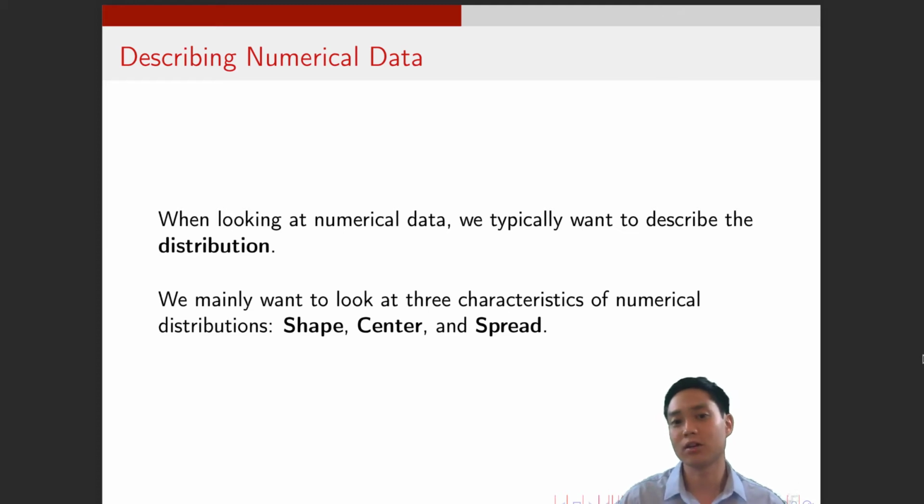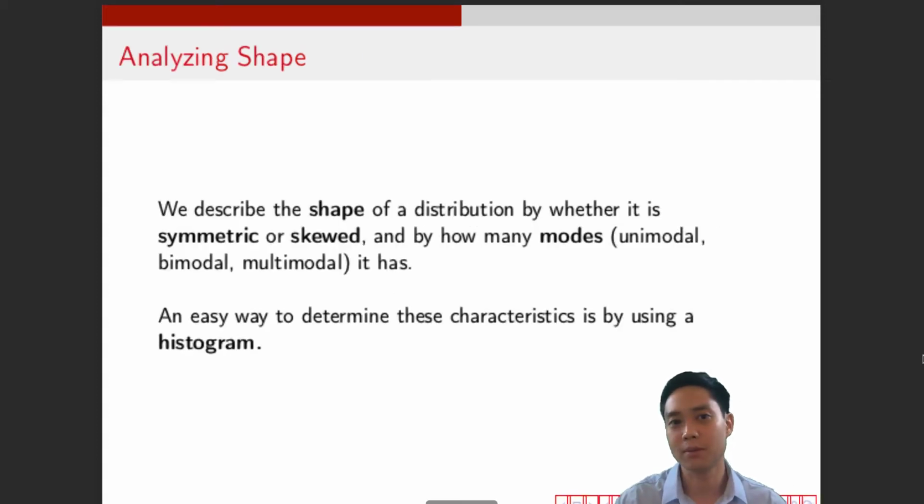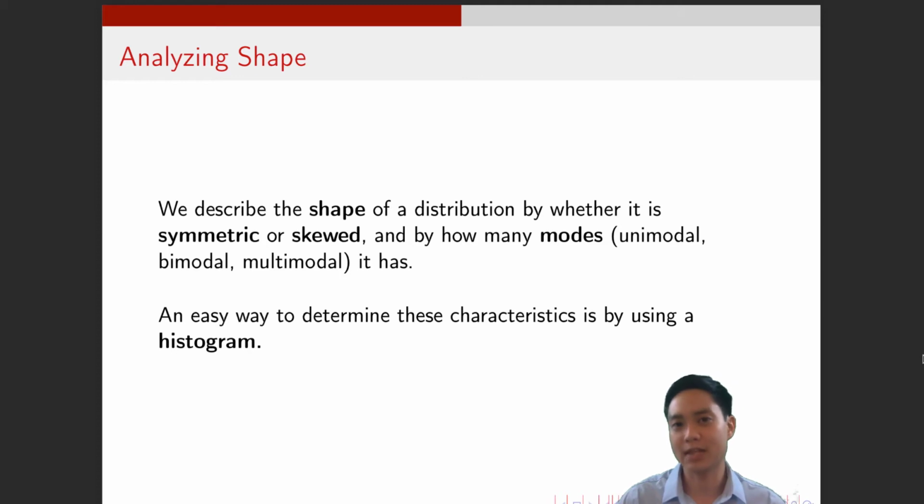There's three main characteristics that we want to look at when we're describing the distribution, and those are shape, center, and spread. So let's start with shape. When looking at shape, there's two main things we want to look at: symmetric versus skewed, or how many modes it has. So basically whether it's unimodal, if there's one peak, bimodal, if there's two peaks, or multimodal, if there's more than two peaks. These two are the main things: the number of peaks and symmetric versus skewed.